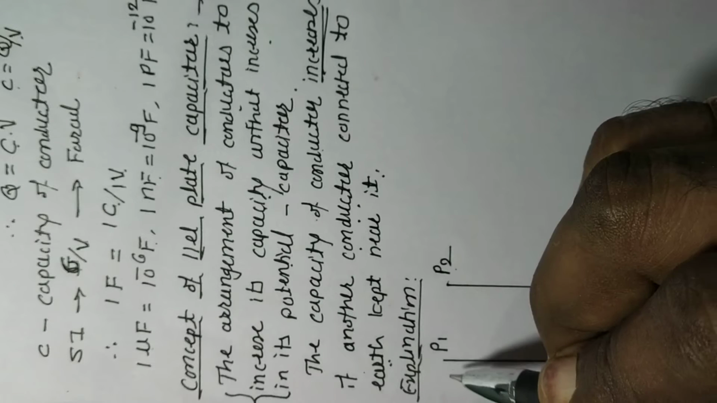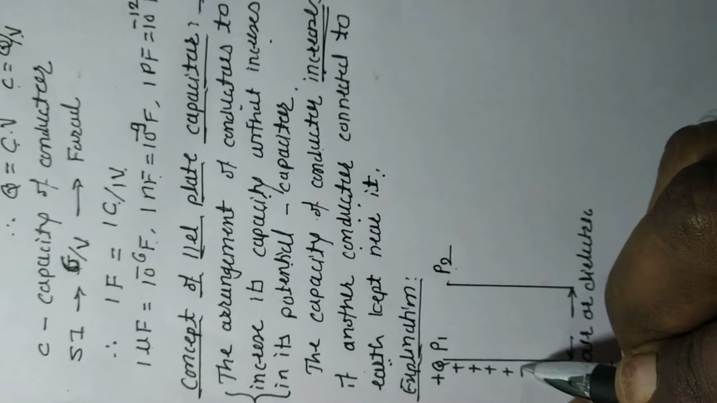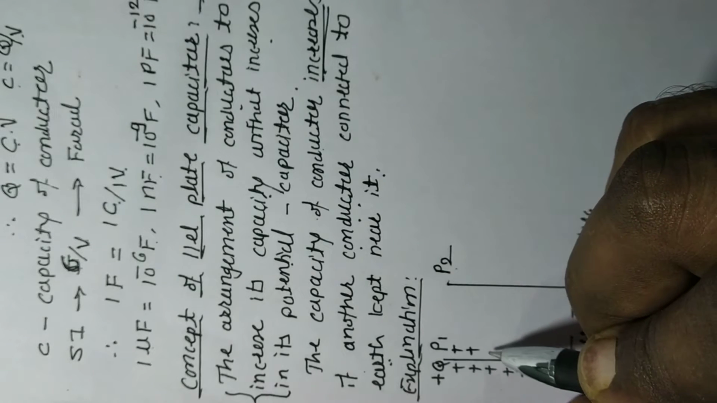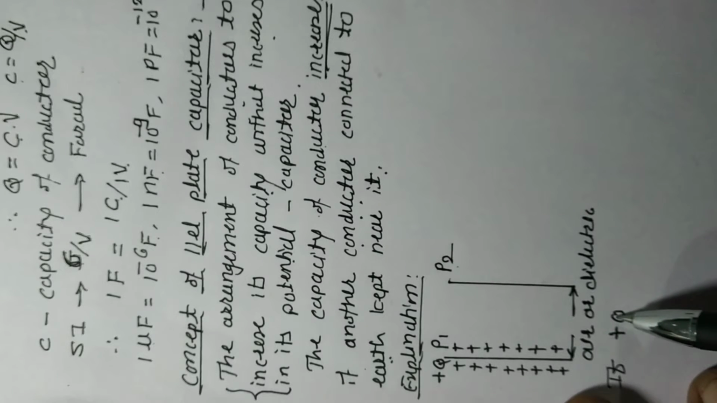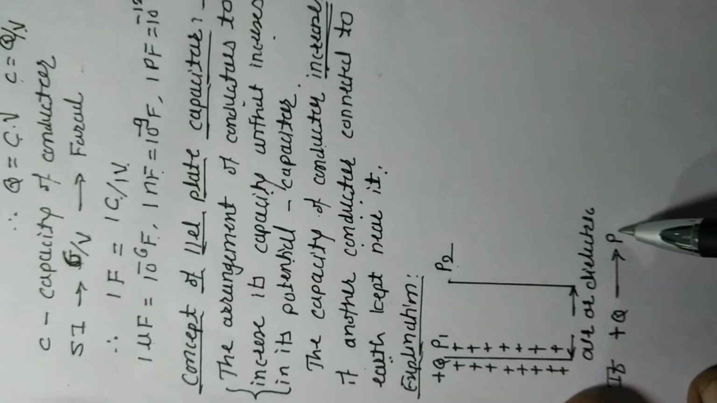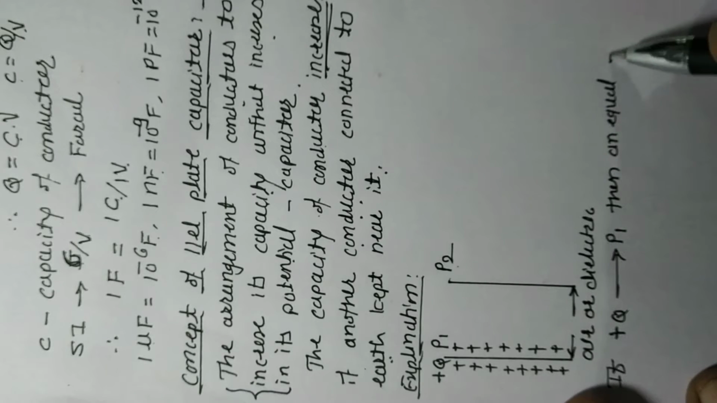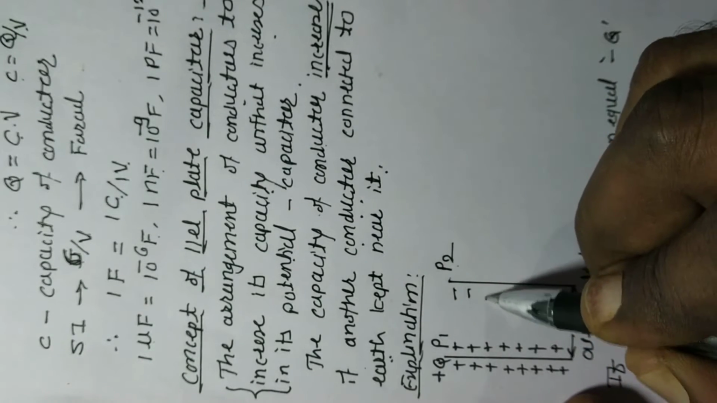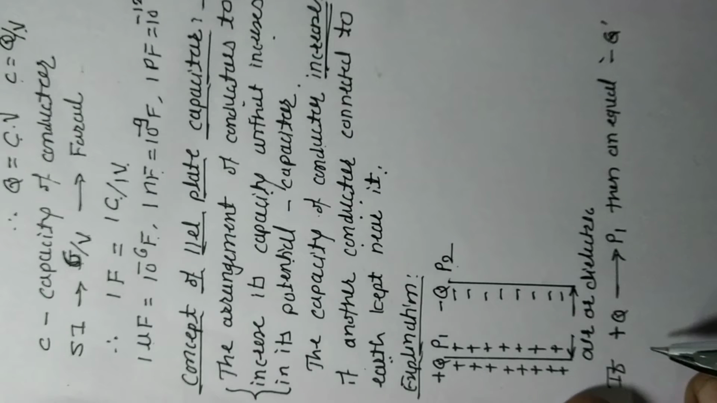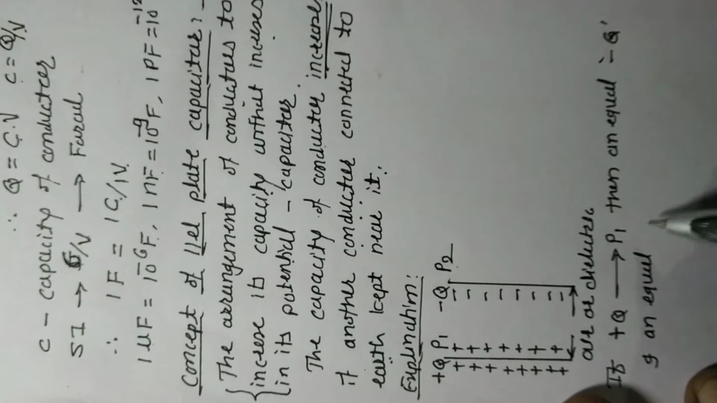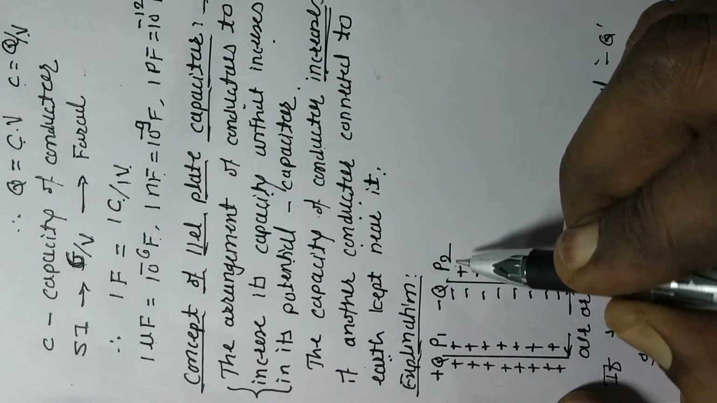If charge plus Q is added on conductor P1, then an equal minus Q charge induced on near side of plate P2 and an equal plus Q charge induced on far side of plate P2.